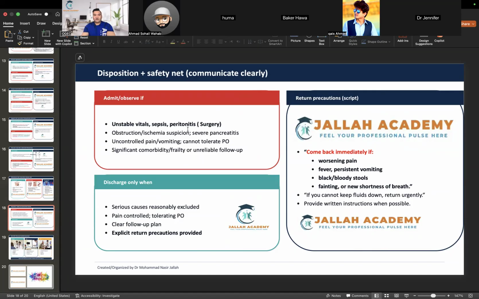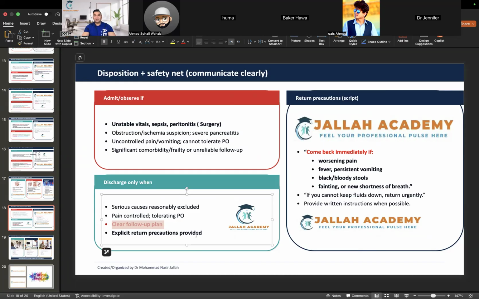Admit and observe, obviously, if the patient is unstable, or if there is sepsis, peritonitis, obstruction, or suspicion of ischemia. If the patient is toxic and has systemic signs and symptoms, you admit, period. Discharge if it is not very serious: pain control, tolerating per oral, clear follow-up plan. Remember, this is very important. You cannot discharge the patient without a follow-up plan and explicit return precautions provided.